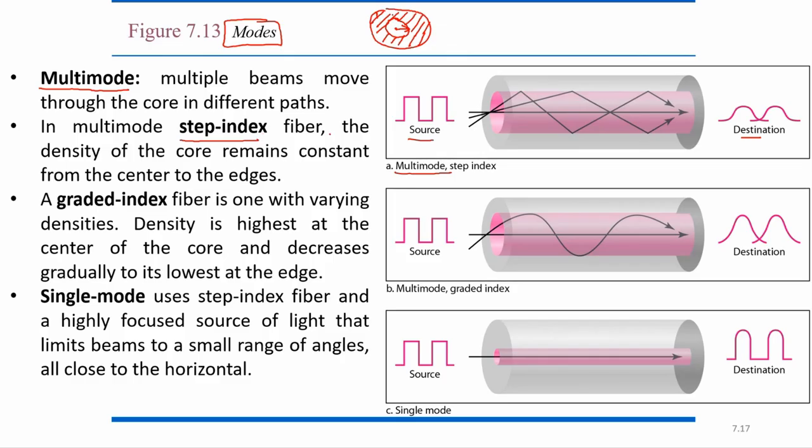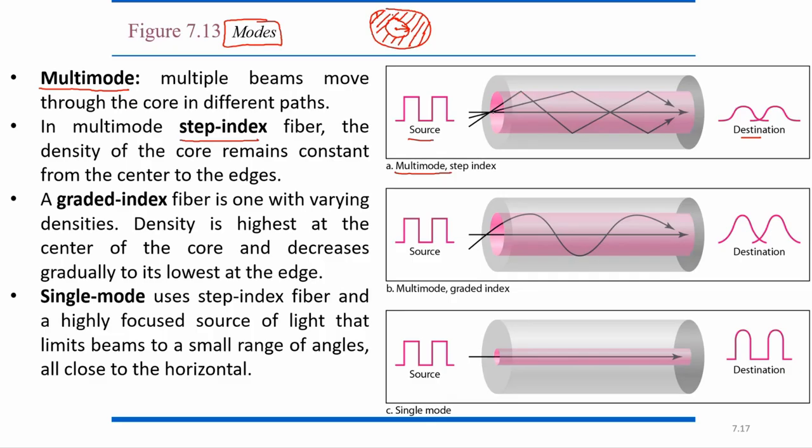So in multimode step index fibers, the density of the core remains constant from the center to the edge. The refractive index is defined by the density of the material. So if the refractive index is constant, it means the density of the material is constant throughout the core. That will be called the step index fiber. In step index fibers, the total internal reflection will take place directly at the boundary.